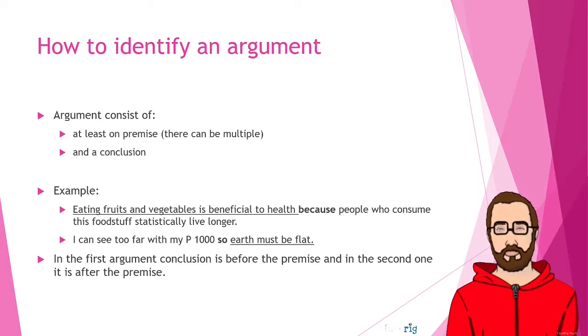So here the premise is first and the conclusion is after. But the main thing to notice is just that the premise is something that is used to argue for something, and the conclusion is the thing you're arguing for. And why I have bolded "because" and "so" is that they are argument indicators that I'm going to go into on the next slide. But just the "because" tells you that the next thing being said is offered as a premise. And "so" tells you that the next thing that is said is offered as a conclusion. So that's why they are bolded.